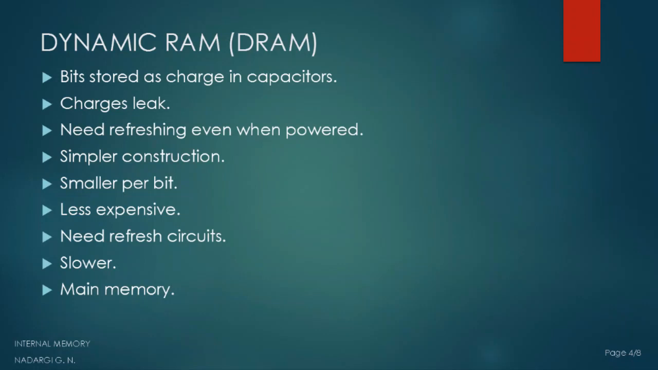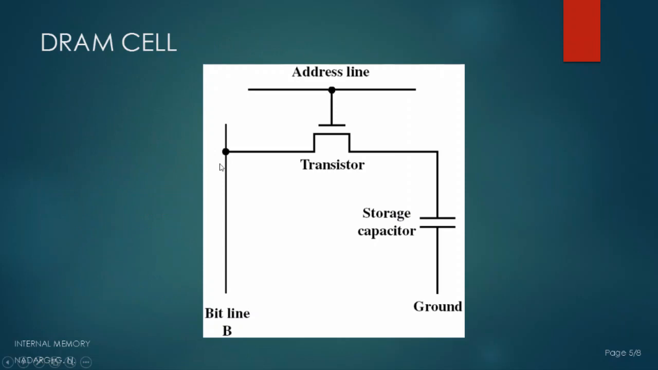The term dynamic refers to the tendency of the stored charge to leak away. So why are we saying it is dynamic RAM? Because the charge which is stored in the capacitor leaks with respect to time. So as time passes, the charge leaks, and we need to recharge that capacitor periodically. So let's see the construction of DRAM and understand.